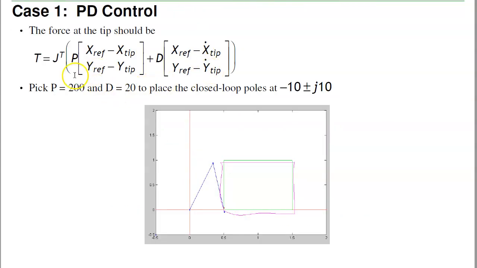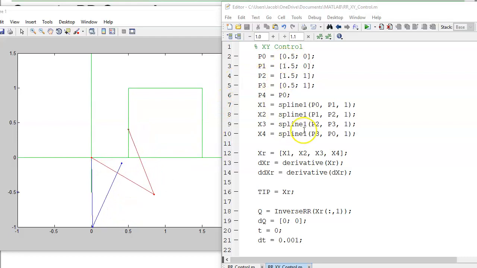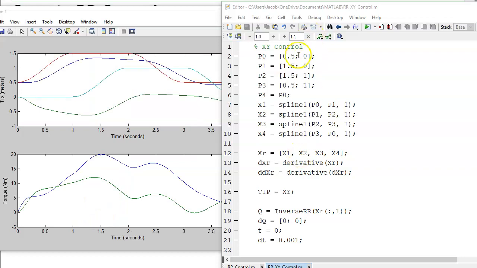I can then control the tip position using a PD controller. So it's going to be the Jacobian transpose times your PD. And here I put the poles at minus 10 plus or minus j10, kind of an arbitrary spot. P is 200, D is 10. To simulate that, this is similar to what your homework is going to be. Pick a shape other than a square and repeat what we're doing here. First, I wanted to use path planning to find the points of a square, do a spline curve fit, and every second go from point A to point B. Once I know the tip positions, I know the velocities and accelerations.